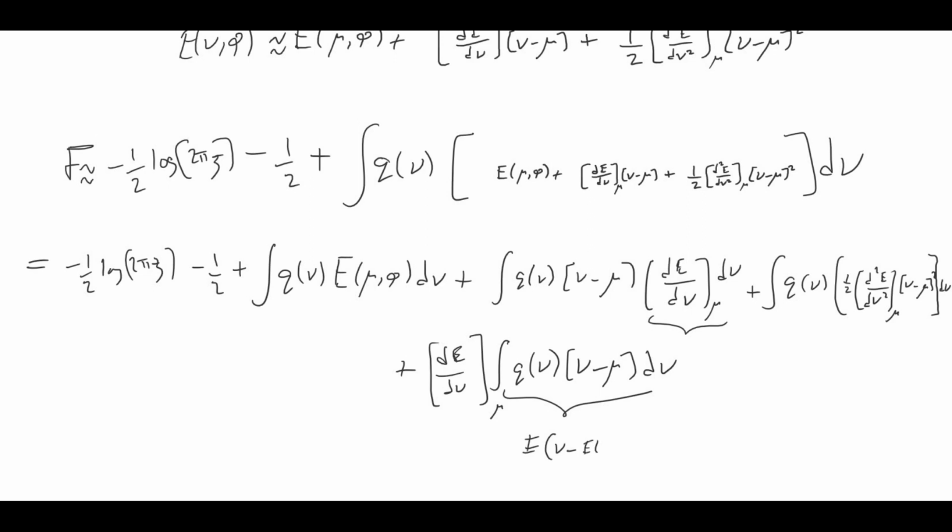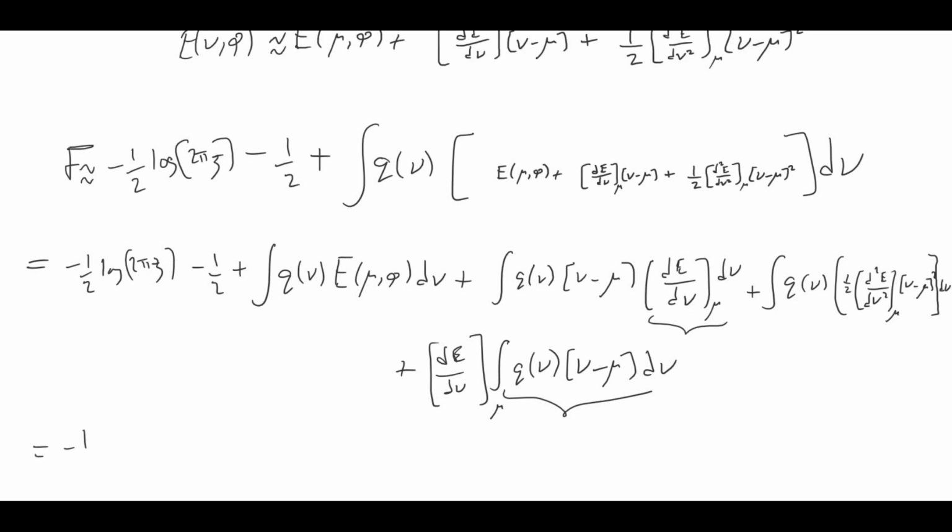minus the expected value of nu. And so this is the expectation of nu minus the expectation of the expectation of nu, which is just 0, because an expectation of an expectation is just the same thing. And so this integral evaluates to 0. We don't need to worry about this term at all, so we can not focus on it anymore.